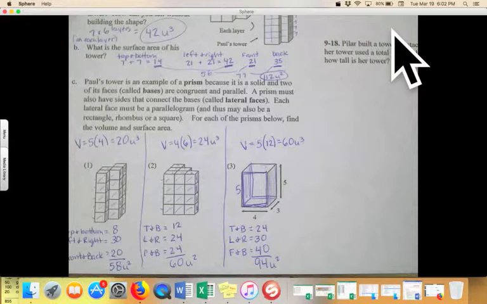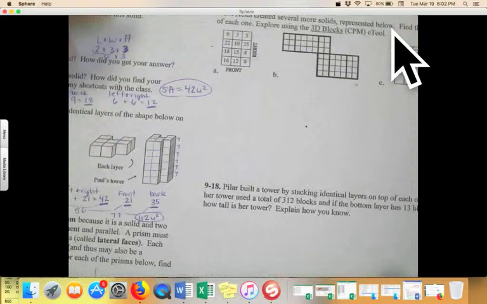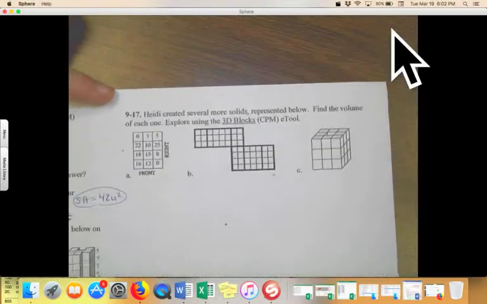If not, feel free to post questions on the Canvas discussion or come to tutoring if you have any. So our last two problems here are little challenge problems, which we'll work through quickly because we've already done the core problems for this section.